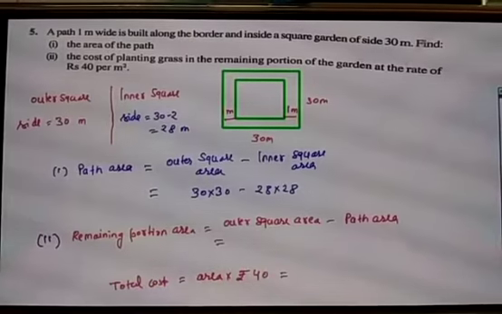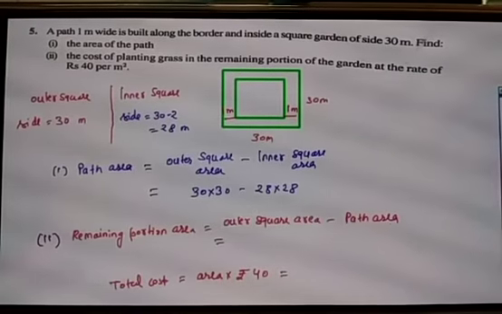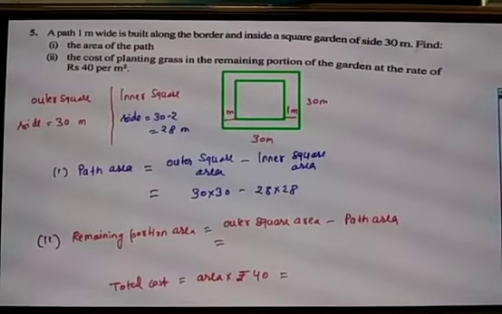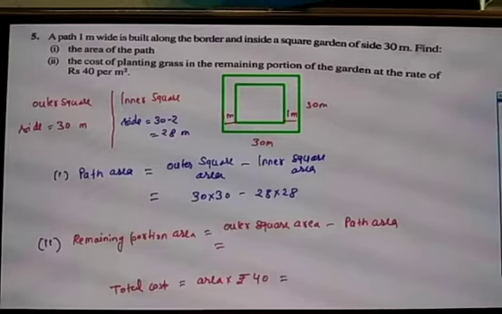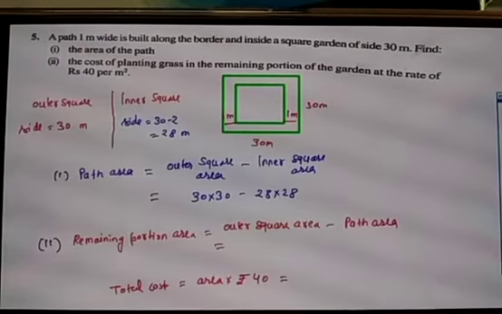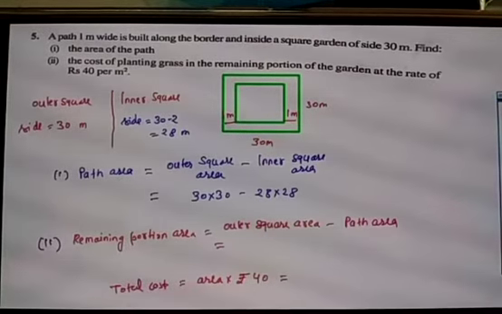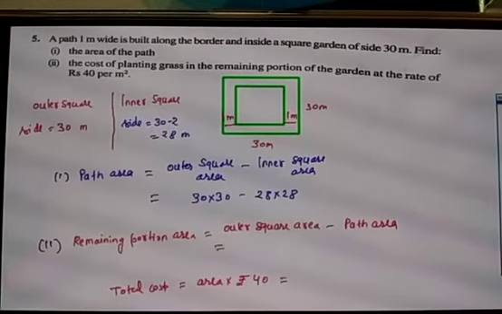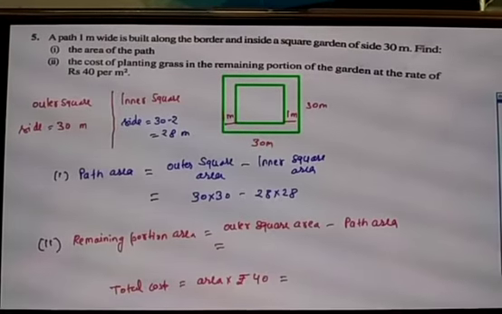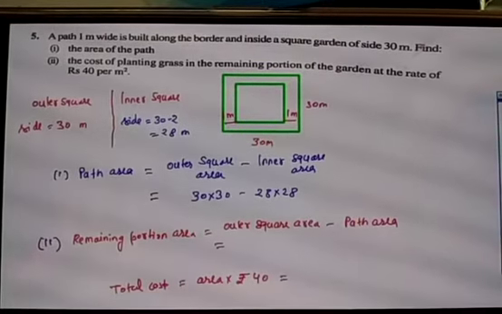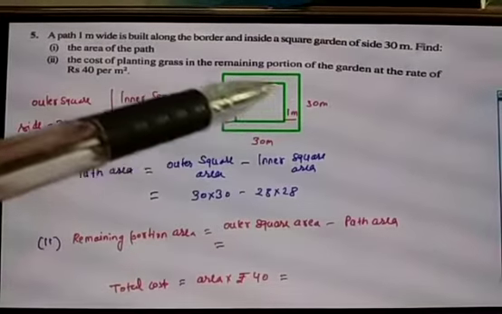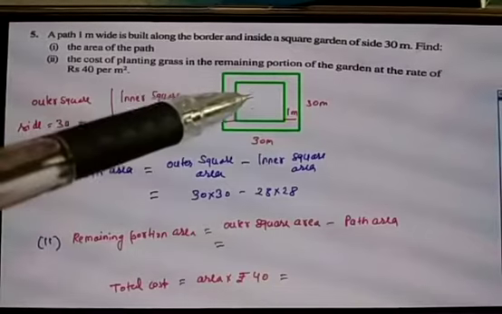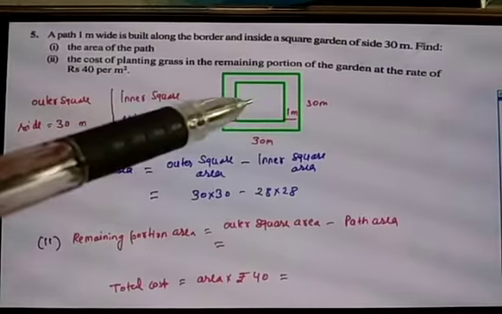Now here we will take the next one, fifth question from the exercise 11.4. A path 1 meter wide is built along the border and inside a square garden of side 30 meter. Find the area of the path and the cost of planting grass in the remaining portion of the garden. It is again a similar way. You can see here there are two, that is this is a garden and the path here outside, inner square and outer square.